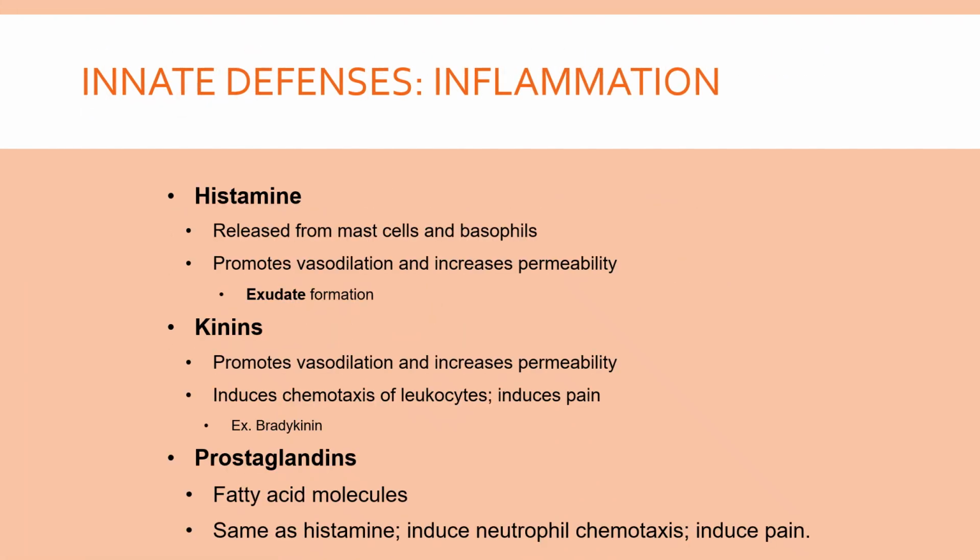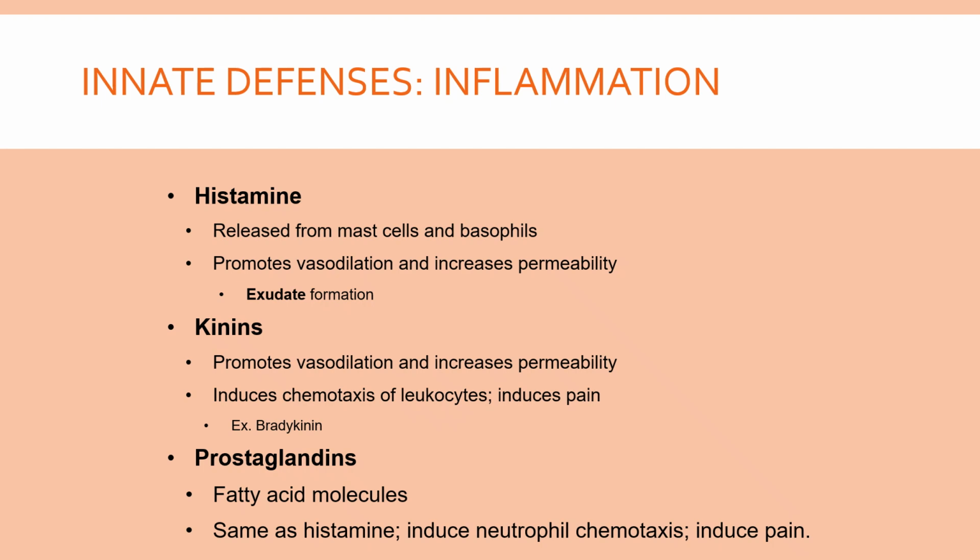On your screen, we have these inflammatory mediators that are going to contribute to the process of inflammation. Histamine is going to be released from mast cells and basophils, and they're going to promote vasodilation and increase permeability. They're also going to lead to the formation of exudate. And we talked a little bit about how, with the vasodilation and increased capillary permeability, fluid can easily move out. Well, exudate is a fluid that leaks out of the blood vessels into the tissues during inflammation. We have kinins, which are peptides derived from the plasma protein kininogen.